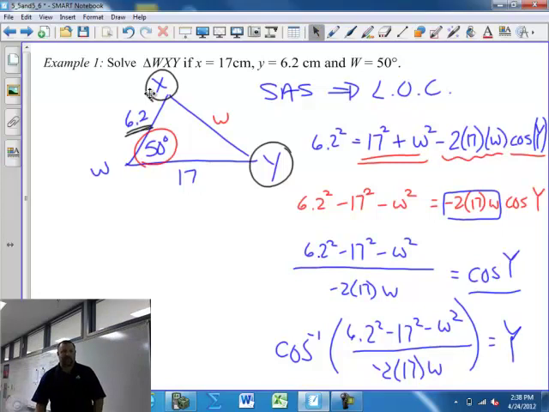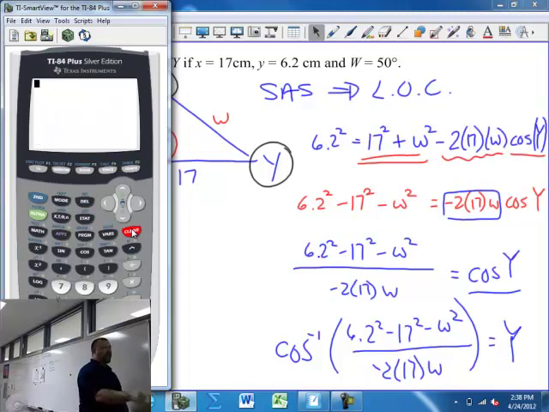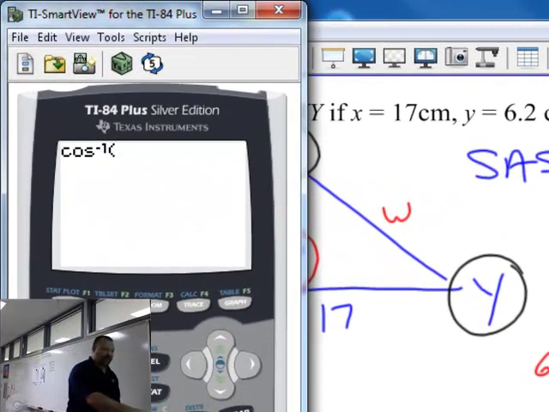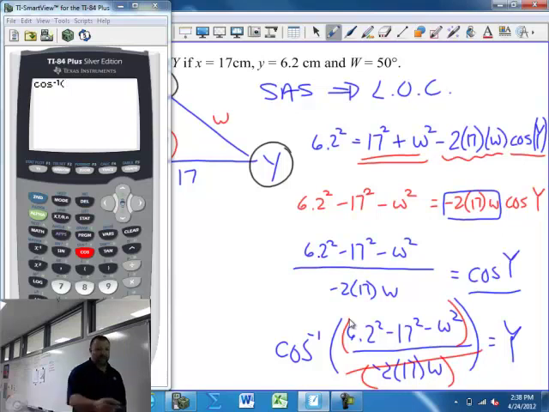Now I'm guessing you want us to type all that in our calculator at once. Let's try it, shall we? Let's do it. So, clear. Cosine inverse is second cosine. Now we have a big fraction. What you have to remember when you type in fractions is put parentheses around the top and the bottom just to be safe, and then that means divide.